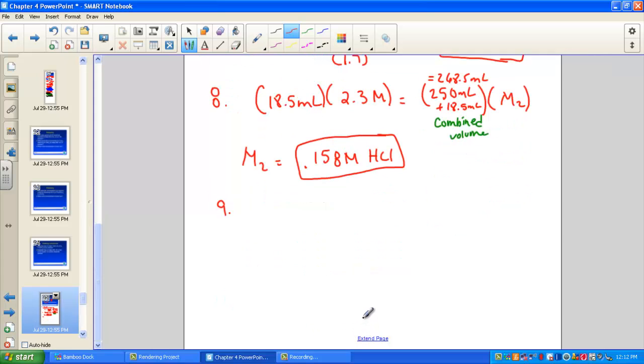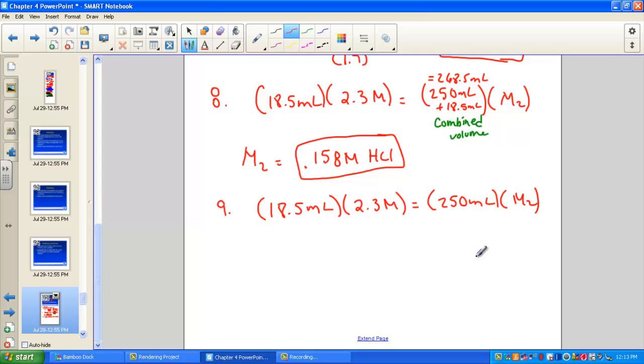Let's read through another. Number 9. 18.5 mLs of 2.3 molar HCl is diluted to 250 mLs with water. What's the concentration? We have 18.5 mLs of a 2.3 molar HCl diluted to 250 mLs. What's the resulting concentration? And I really want you to take care of 8 and 9.